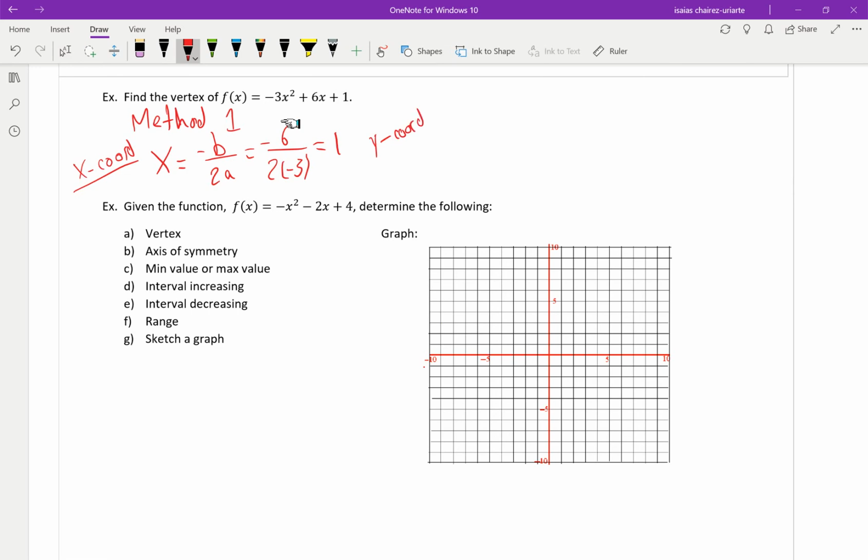Now I want to find the y-coordinate. Okay, so how do I find the y-coordinate? Well, once I have the x-coordinate, all I have to do is plug it back into the original quadratic function. So f of 1. Okay, so f of 1 is going to be negative 3 plus 6 plus 1. Okay, so that becomes 3 plus 1, so that's 4. So then it turns out that my vertex is the point 1, 4.